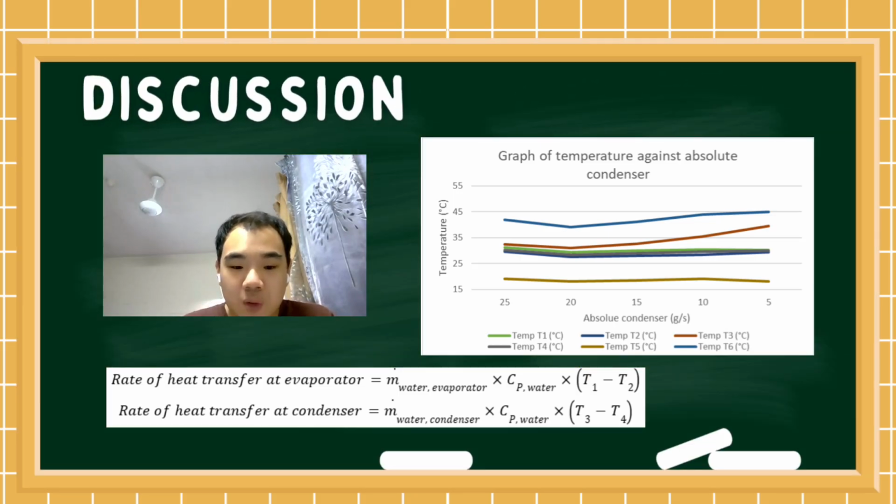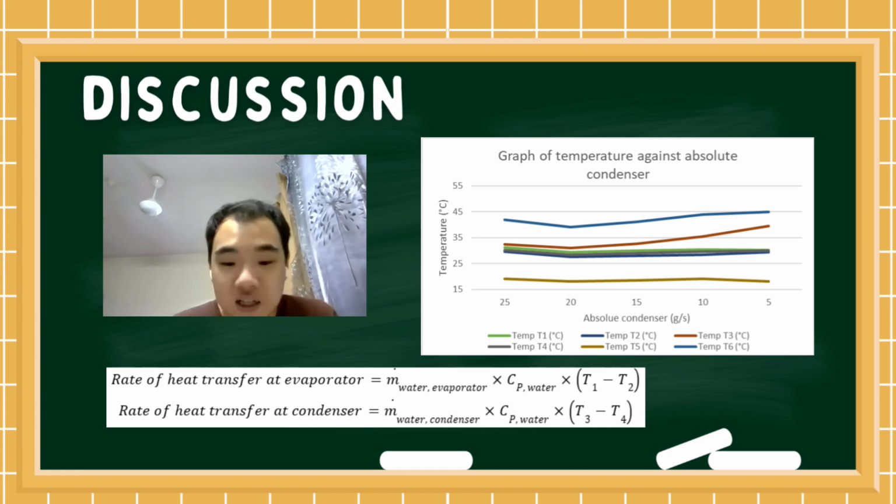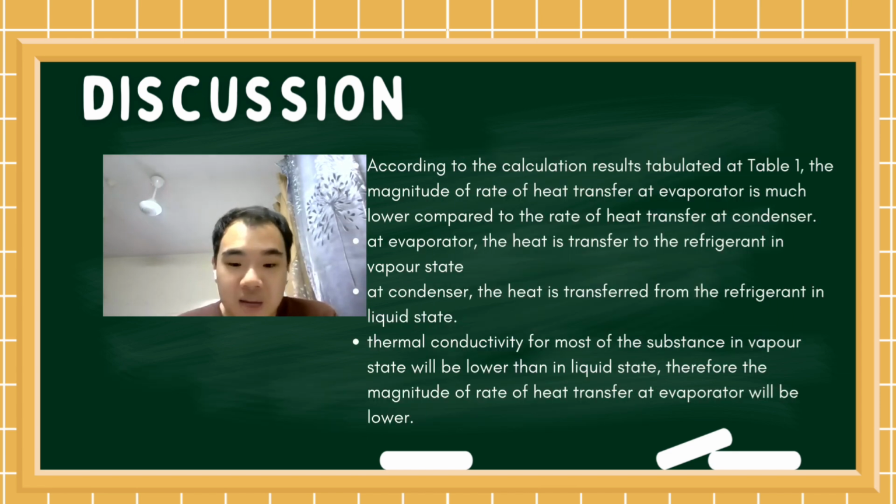For the discussion part, we need to find the rate of heat transfer at the evaporator and also in the condenser. And we need to use the same formula, which is mc delta T, to find these two values. The m is equal to the mass flow rate of the water in the evaporator or in the condenser. According to the calculation results tabulated in table 1, the magnitude of the rate of heat transfer at the evaporator is much lower compared to the rate of heat transfer at the condenser.